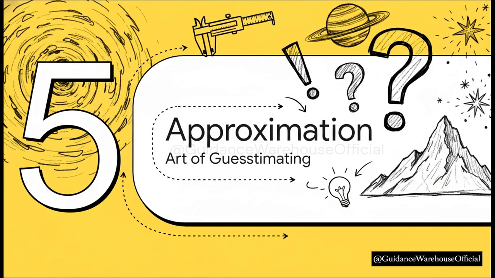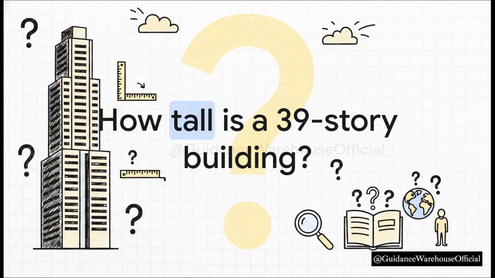So we've spent all this time talking about strict precision and exact mathematical rules. Let's completely shift gears to the art of approximation. How exactly do physicists guesstimate massive, seemingly unknowable quantities? Let me pose a problem to you. How tall is a 39-story building in your neighborhood?